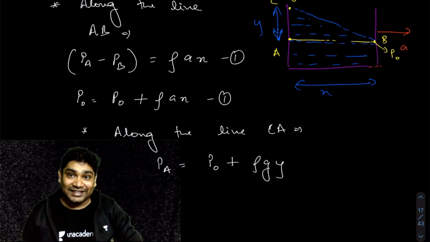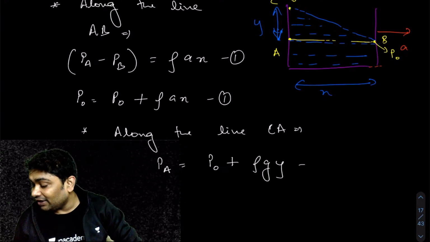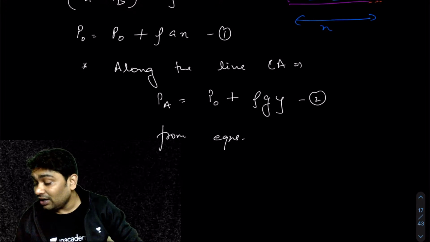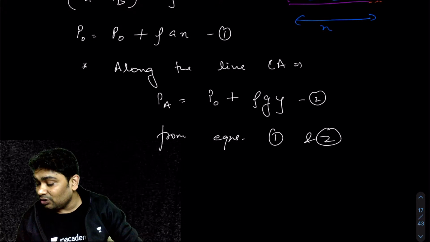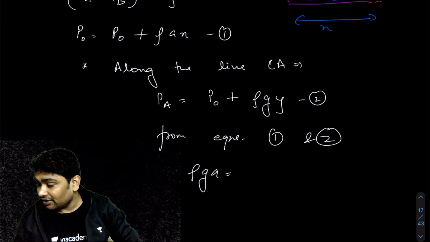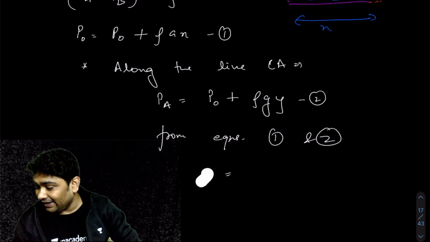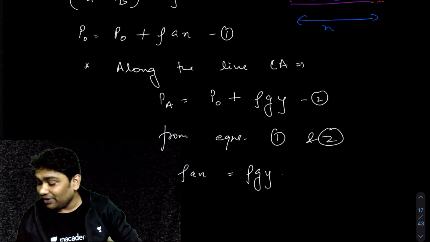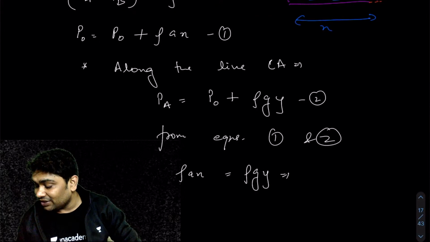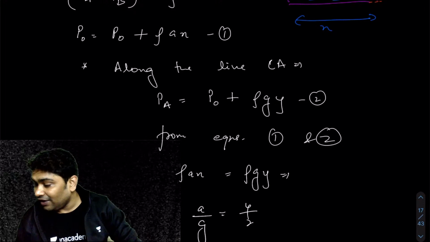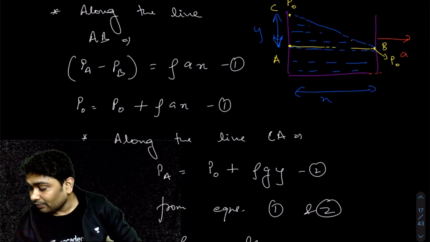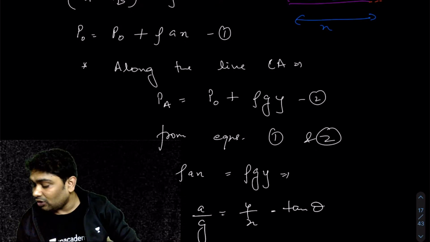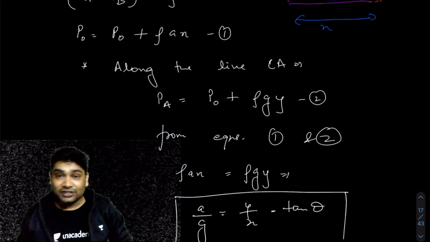Now what I can do is I can equate these two. So from equations 1 and 2, what we realize is that rho AX equals rho GY. Okay, which essentially gives me that A over G is Y over X, and Y over X is nothing but tan theta. If this angle is theta, this is tan theta. Okay, so this is an alternate approach of getting to this relationship.